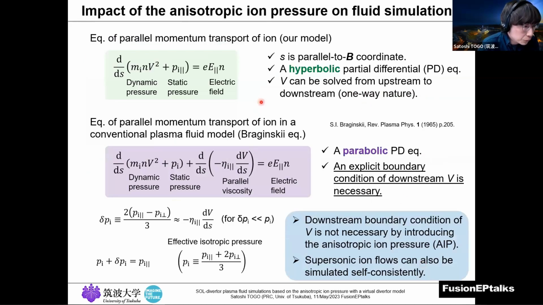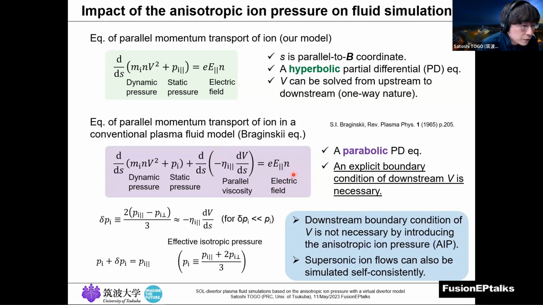For this issue too, introduction of the anisotropic ion pressures works very well. With a parallel viscosity term, this equation is classified as a parabolic partial differential equation. Such an equation requires a downstream boundary condition to be solved. This is why an explicit boundary condition of downstream ion flow is imposed based on the Bohm criterion.